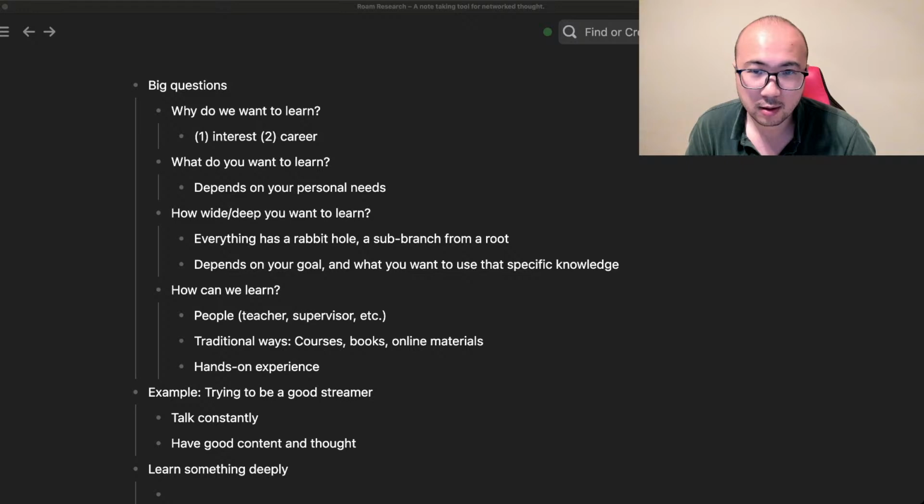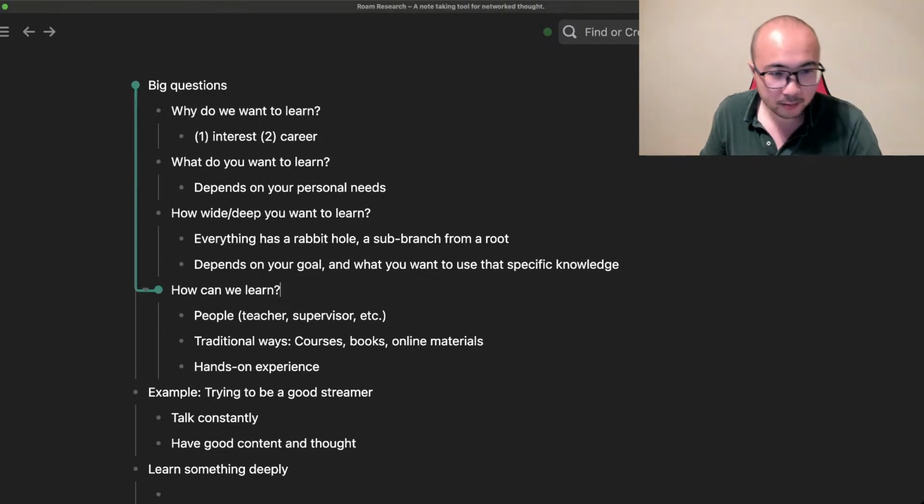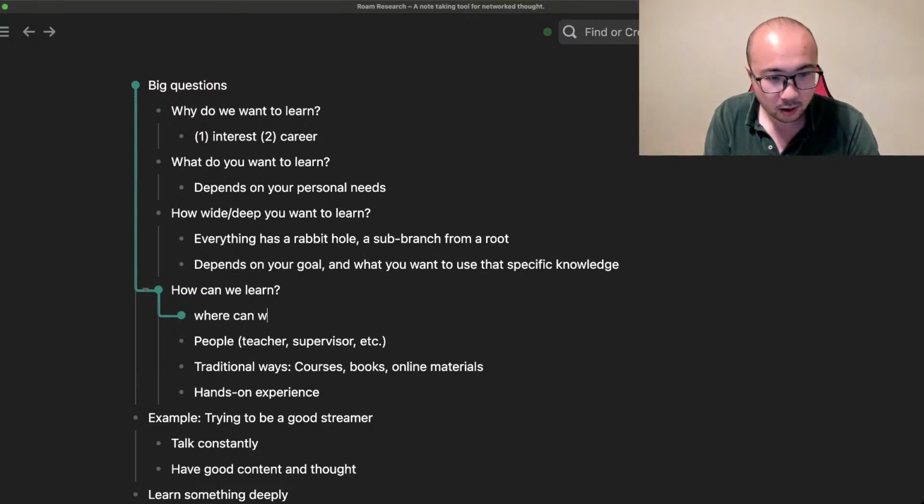But I think the other thing that is really important is not only how can we learn, but basically where can we find that information?